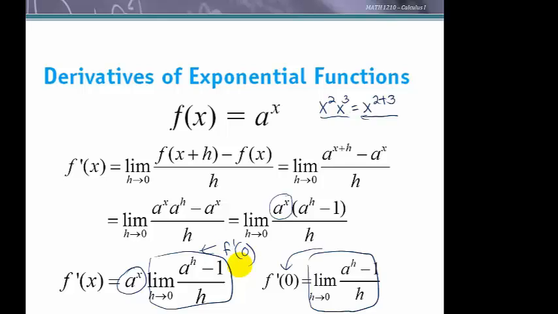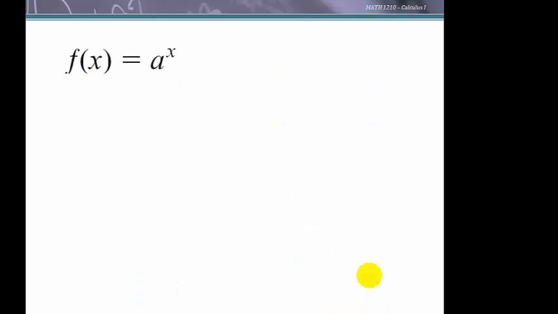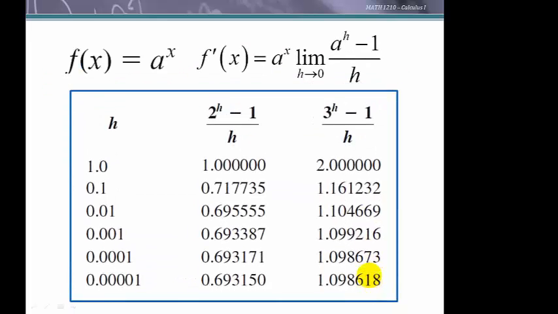Now let's see if we can get a sense of what this limit as h approaches 0 of a to the h minus 1 over h would look like. And so let's look at a table of values, and we can choose h and let h approach 0 here. And we picked a equaling 2 and a equaling 3, so we could see if this limit appeared to exist. And we look here as a equals 2, we can see as we let h get nearer and nearer to 0 that this appears to be approaching a value of about 0.69.